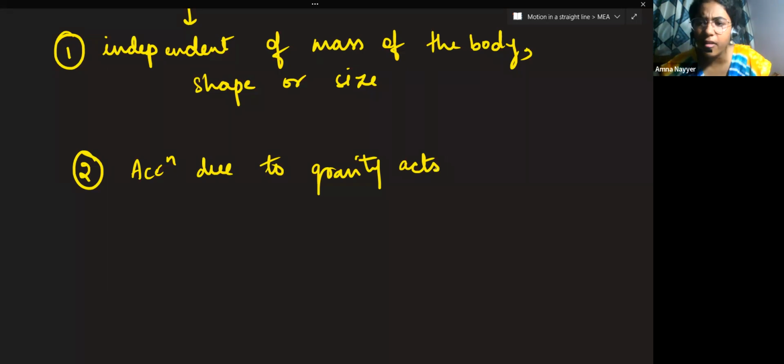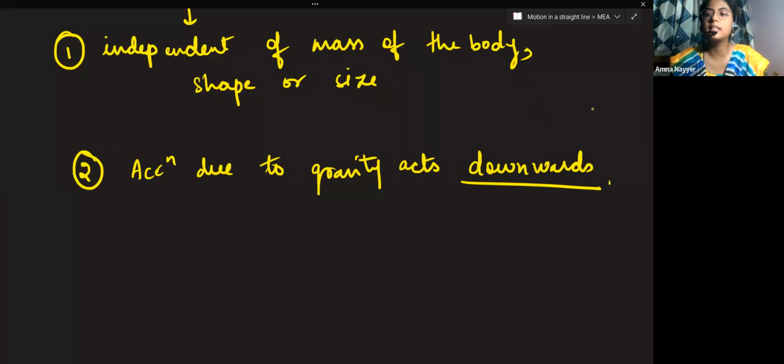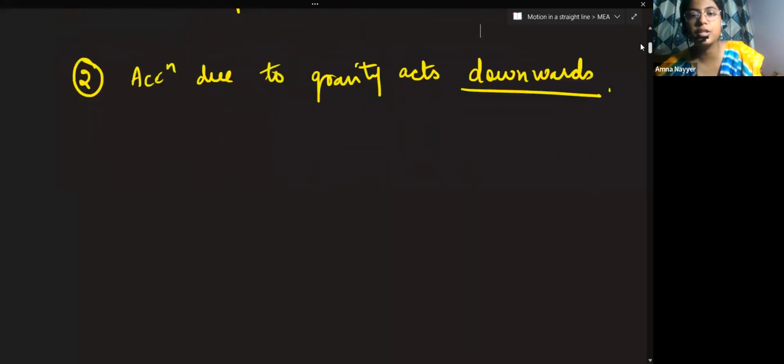Didn't gravity work when it was moving upward, when I was throwing it upwards? Gravity was acting, but gravity always acts downward. Initially it had so much momentum and velocity that it overcame the force of gravity. As the velocity decreased and became zero, it came back. Gravitational force dominated. Those things we'll study later on. Right now, you have to understand that it acts downwards. This direction is also very important.